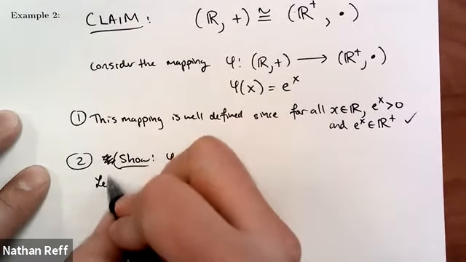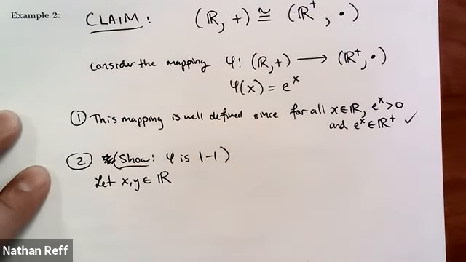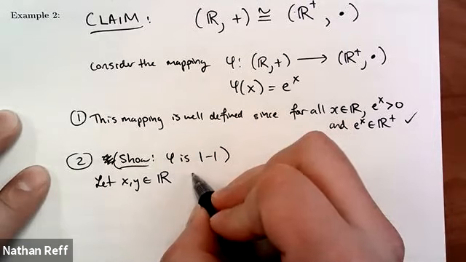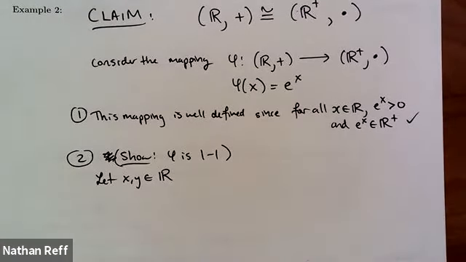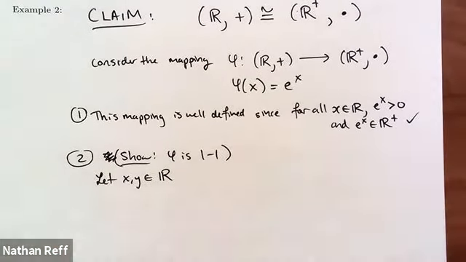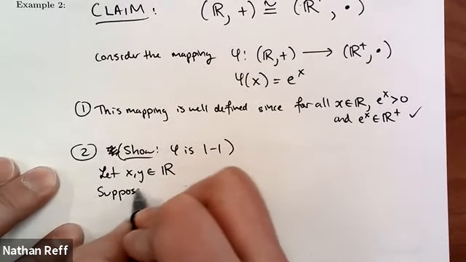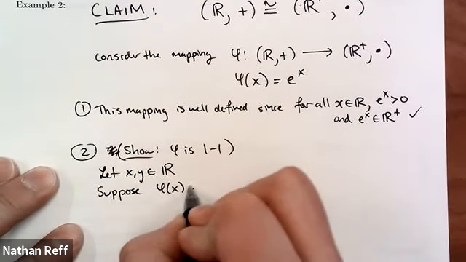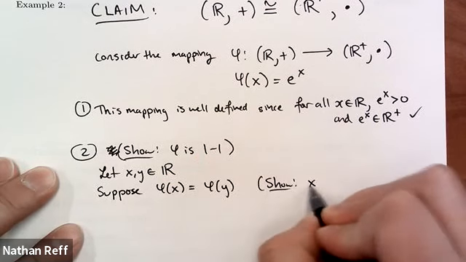Well, let x and y be two elements of the domain. Okay, and what are you going to do? Do you remember what you get to suppose? Yeah, so going back to our template of showing something as one-to-one, you're going to suppose now that phi of x is equal to phi of y, and then you will show that x is equal to y.